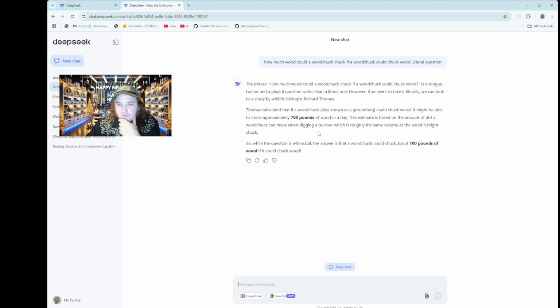However, we can look to a study by wildlife biologist Richard Thomas. Thomas calculated that if a woodchuck, also known as a groundhog, could chuck wood, it might be able to move approximately 700 pounds of wood in a day. This estimate is based on the amount of dirt a woodchuck could move when digging in a burrow, which is roughly the same volume as the wood it might chuck. So while the question is whimsical, it could chuck about 700 pounds of wood.